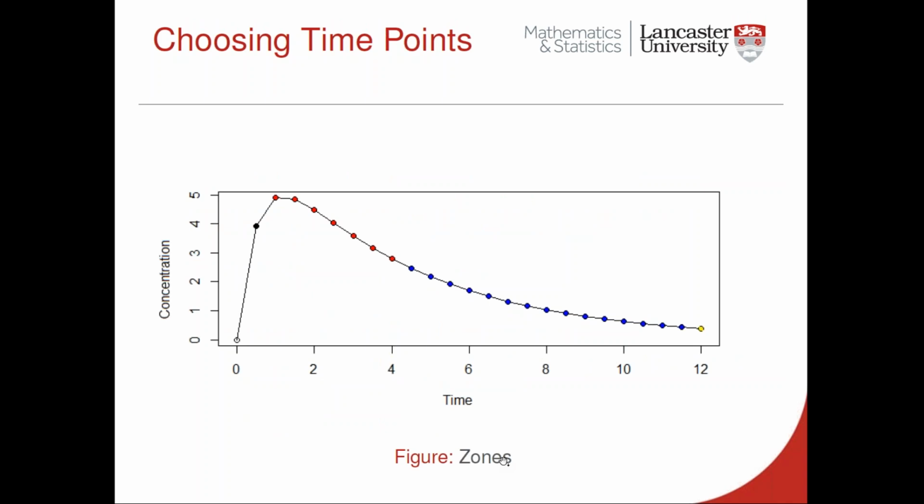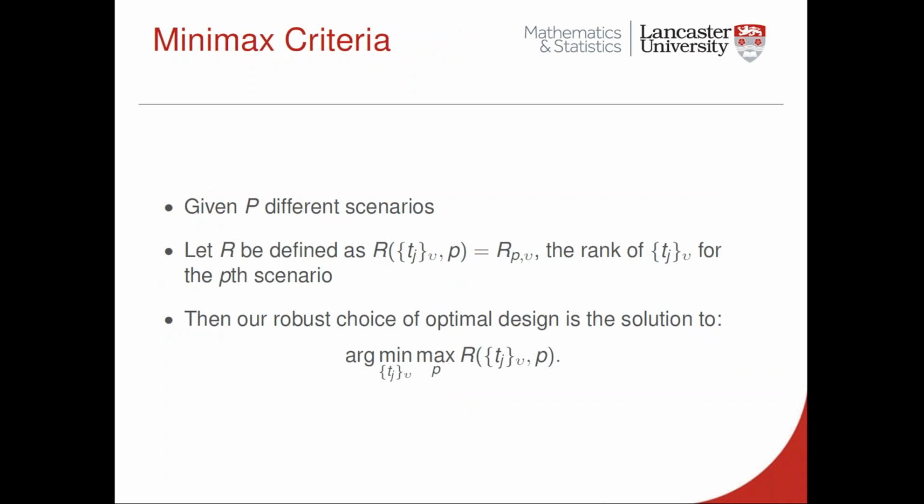So in a nutshell, this is what we are doing. We're forcing a sample to be taken at the first time point, that's the black dot. We want 3 observations from this red colored region, and we want 1 observation from the blue colored region.